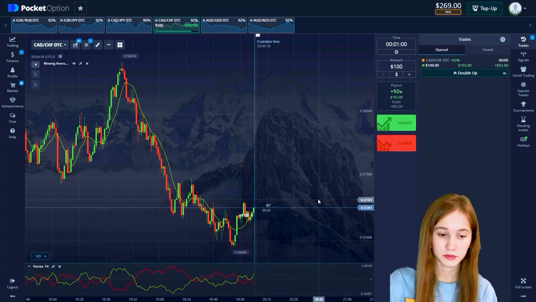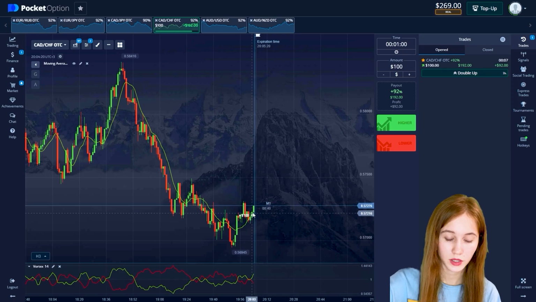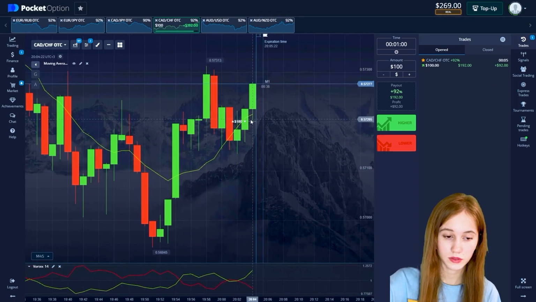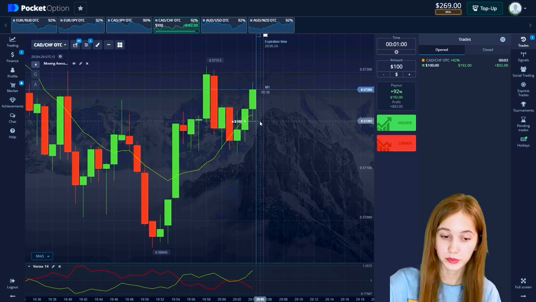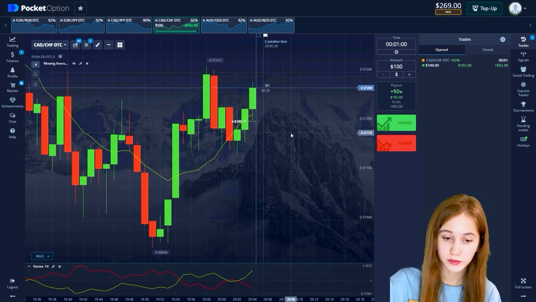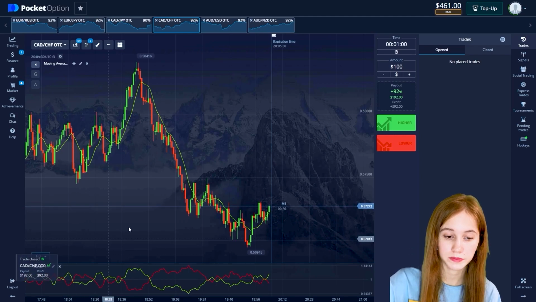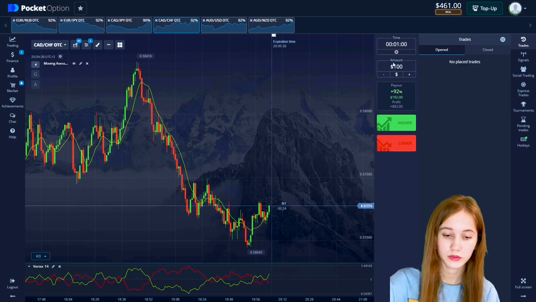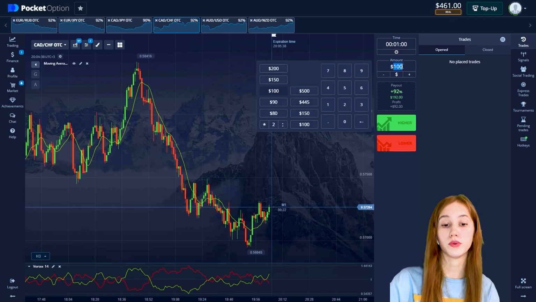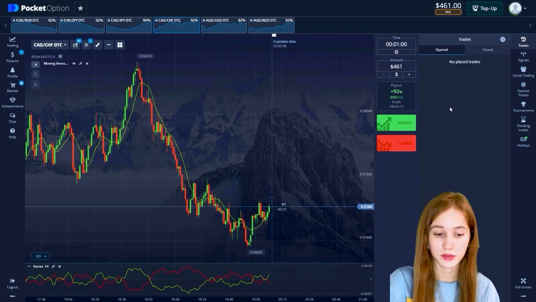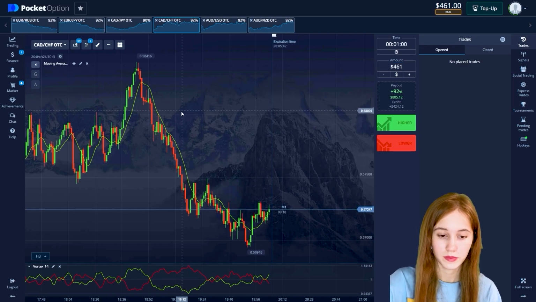Let's see. 8 seconds left. Yeah, our chart is starting to grow quite good. Yeah, plus deal. Profit is $92. $461 on our balance. So let's move on.